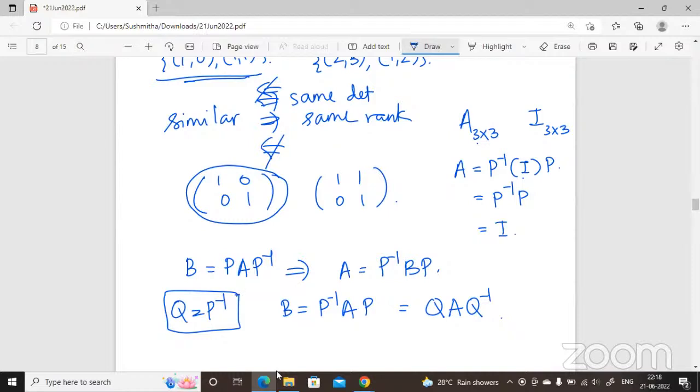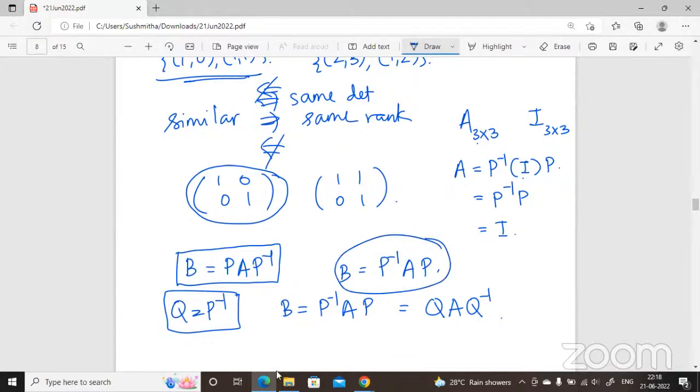Pardon, ma'am, I could not understand. You want this to be the definition, right? Yes, ma'am. B is equal to P inverse A P. The professor says this, right? Yes. But you prefer this, correct? Yes. Now the professor would have solved it and got a P, right?